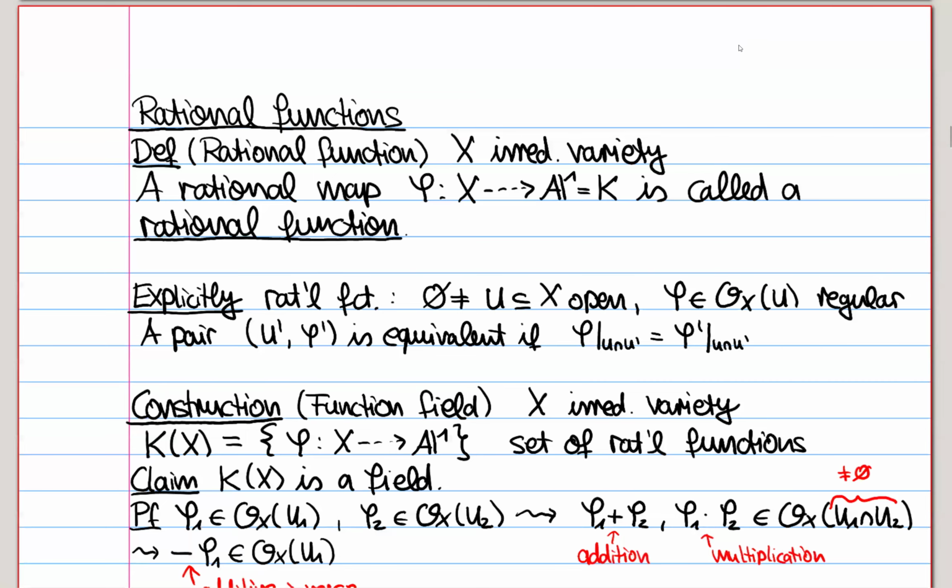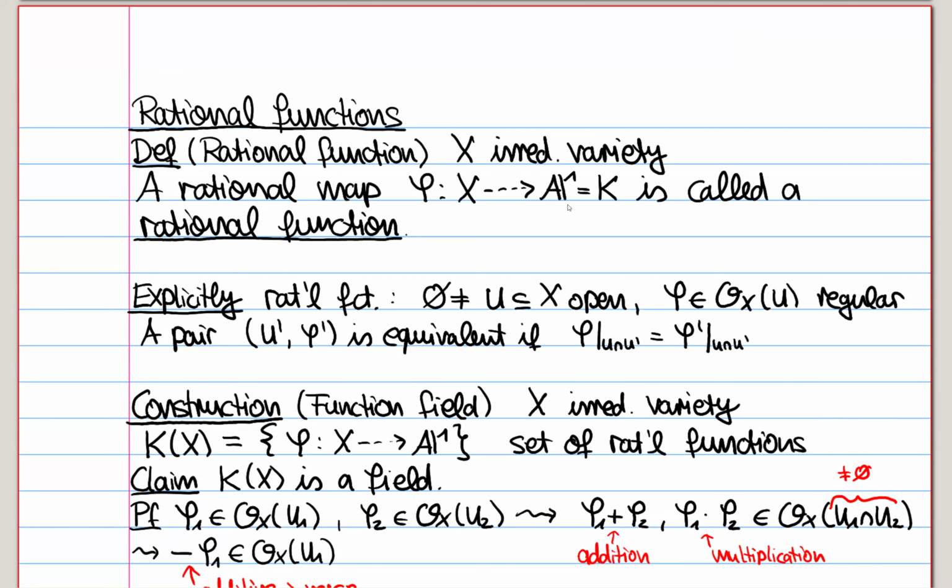So if you recall, the simplest type of morphism that we looked at were the morphisms to A1, which exactly gave us the regular functions. And similarly for rational maps, the simplest ones of them are the rational maps to A1. And so we give them a special name. When X is an irreducible variety, we say that a rational map to A1 is called a rational function.